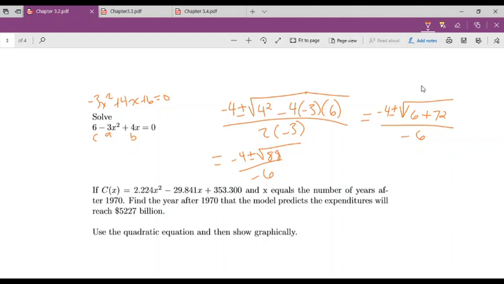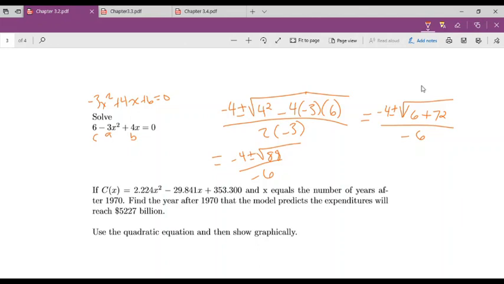Still got to simplify this. So let's look at the square root of 88. It obviously doesn't give you a very nice, easy whole number. But if I'm looking at what divides into 88, 11 does, but 11 doesn't have a square root. 8 does, but 8 actually doesn't have a square root either. 4 definitely does. How many times does 4 go into 88? 4 goes into 88 22 times.